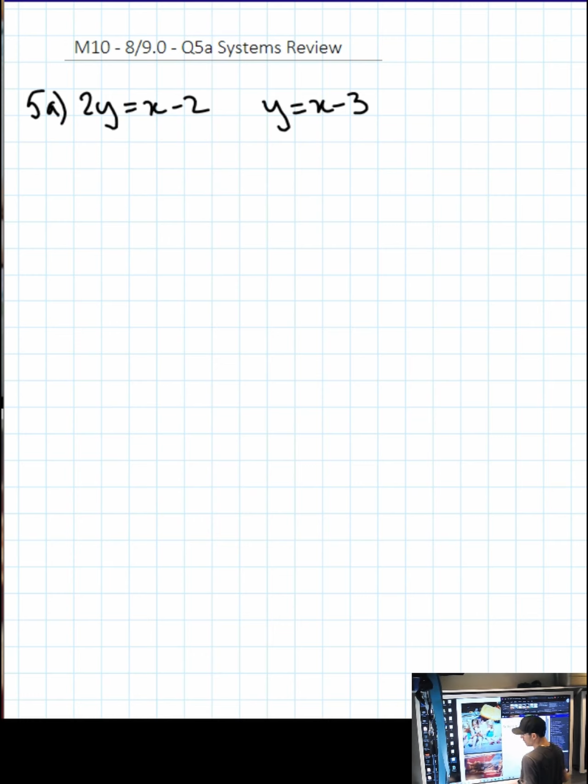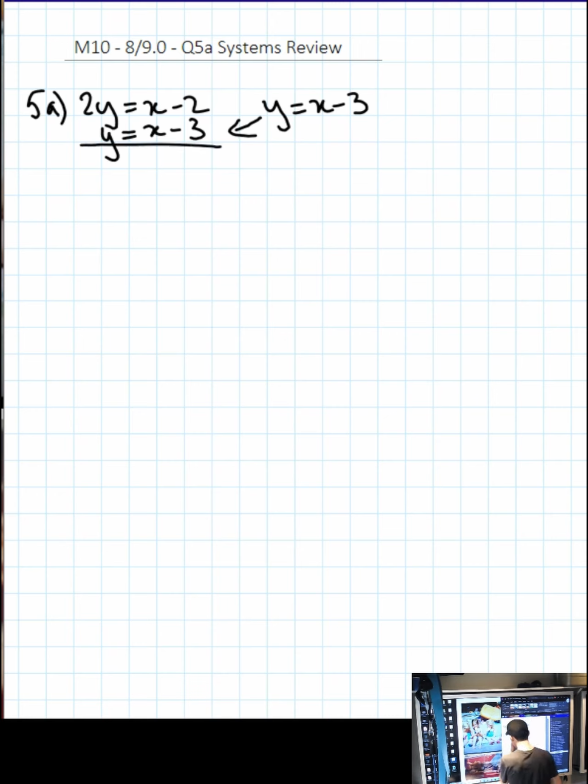Maybe I won't do it every time because it got a little bit repetitive in the last question. So we want to eliminate something. So first of all, is 2y minus y 0? No. Is x minus x 0? Yes. We are ready to take one of the equations and put it on top or below the other. y equals x minus 3.